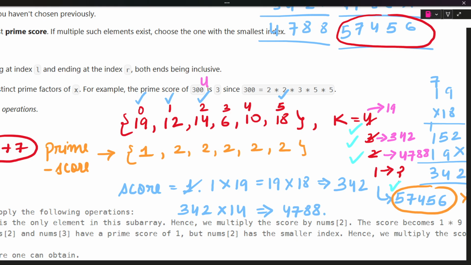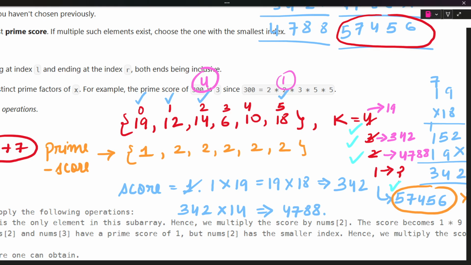You could have chosen 14 four times, but you only chose it once, and you got the wrong answer. So can I say that 19 will only be dominant in one scenario? 18 will also be dominant in one scenario, right? 14 is dominant in four subarrays.